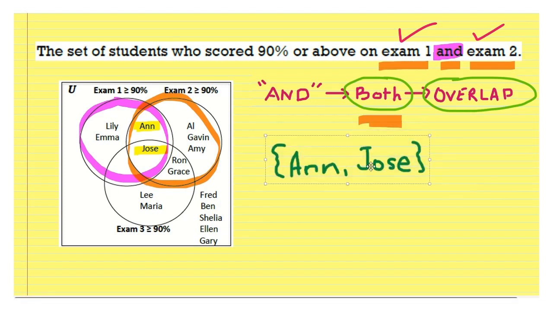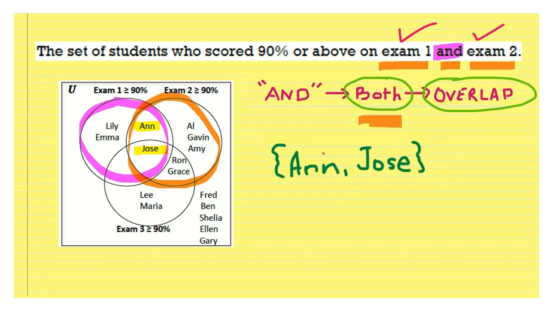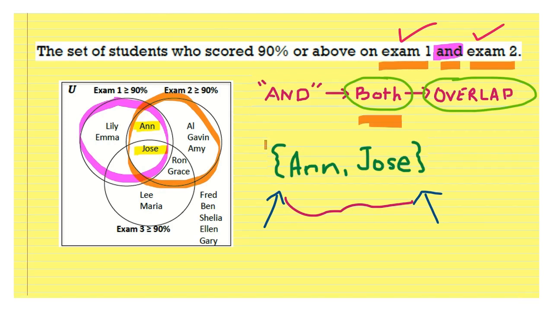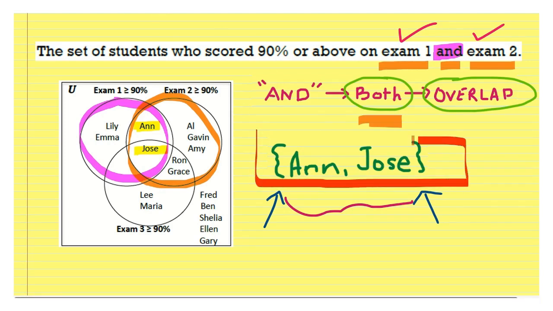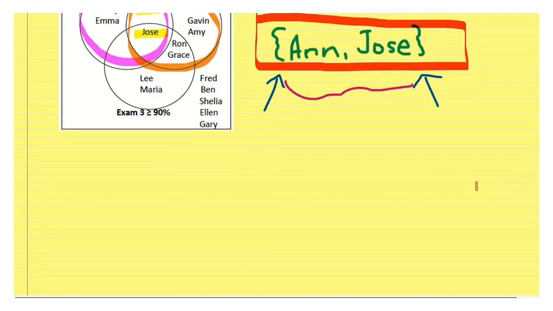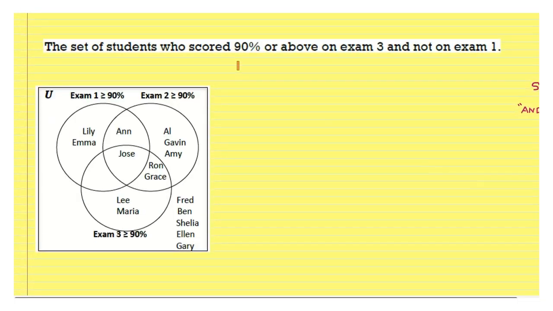So we will represent that answer in roster form. A roster is just a list. So we've got a list of names, Anne and Jose. We put them in braces because braces are the thing that indicates that this is a set. So the set of Anne and Jose is the set of students who scored 90% or above on exam one and two. Okay, let's go to our next statement.